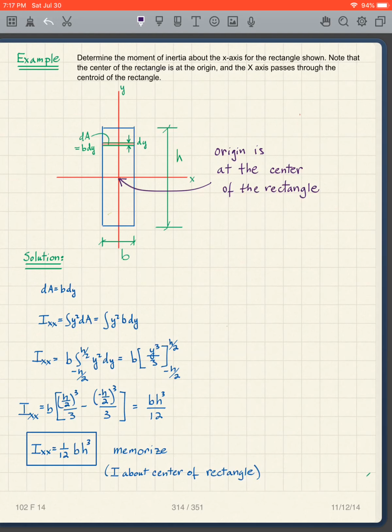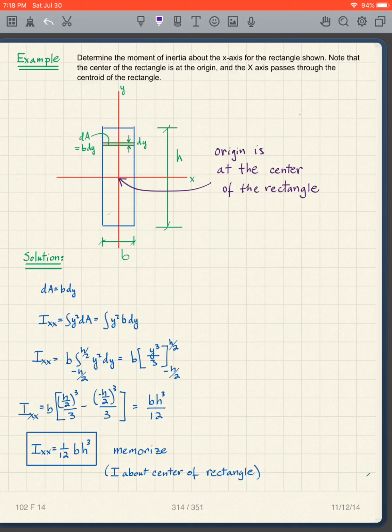Now, we're going to take IXX. Here's my XX axis that passes through the center of the rectangle, as shown. And I'm going to take the dA like this. Like I say, there's a number of ways we could take the dA. We could take it that way, or we could take a little tiny square here, but we're going to take it like this. If I take it like that, then my dA is equal to B times dy. So my IXX is the integral of y squared dA, which means it's the integral of y squared B dy. The B is constant, so I take it out of the integral.